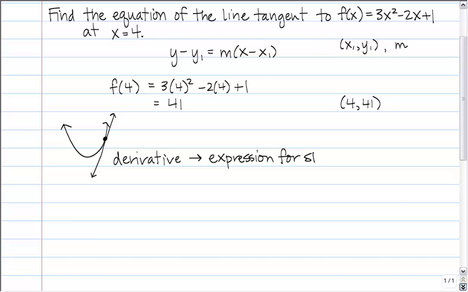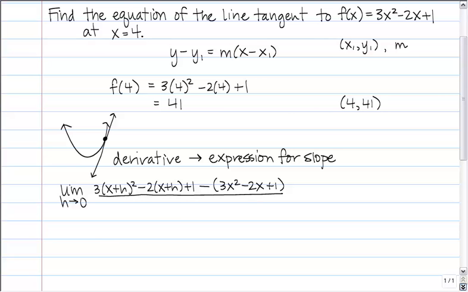And how do we find that? We use our difference quotient. So derivative is just a fancy word for use the difference quotient and find your expression. Okay? So we are going to use our difference quotient, find the limit as h approaches 0 of that function. Now remember, the first time through you put in your x plus h's. So 3 times (x plus h) squared minus 2 times (x plus h) plus 1. Okay? Subtract your original in parentheses so you make sure you get the negative distributed. 3x squared minus 2x plus 1. And all of that is over h.